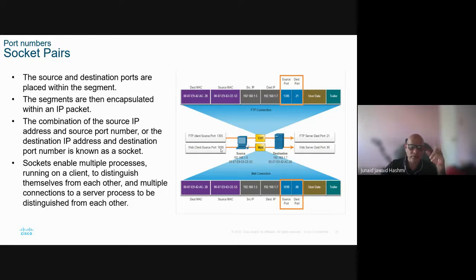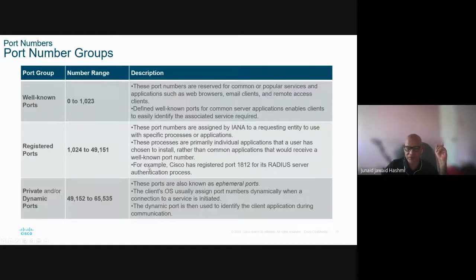This is very, very important to understand when you're securing your network, because you filter traffic based on ports. Now, port numbers. There are well-known ports from 0 to 1023. These ports are already reserved for popular services or applications such as web browsers, email clients, and remote access clients. You cannot use any of these ports for any other purpose, and that's why they're called well-known ports, from 0 to 1023.